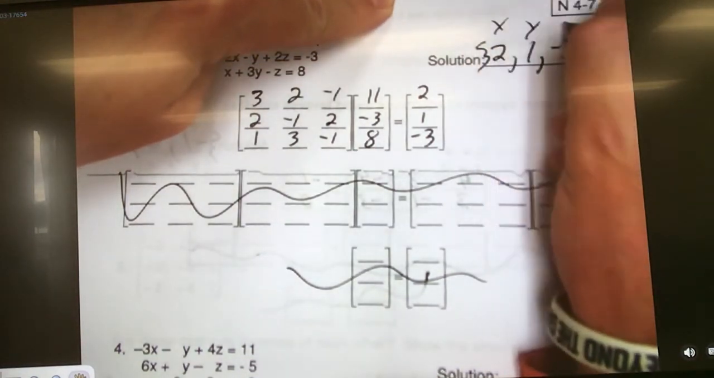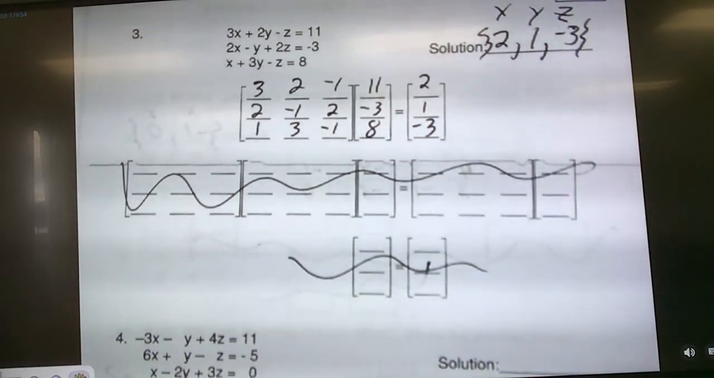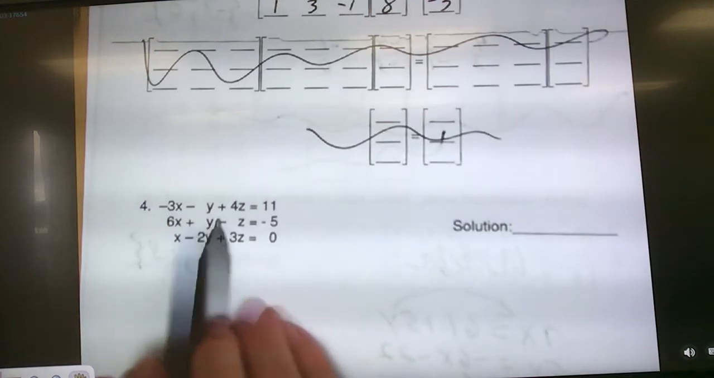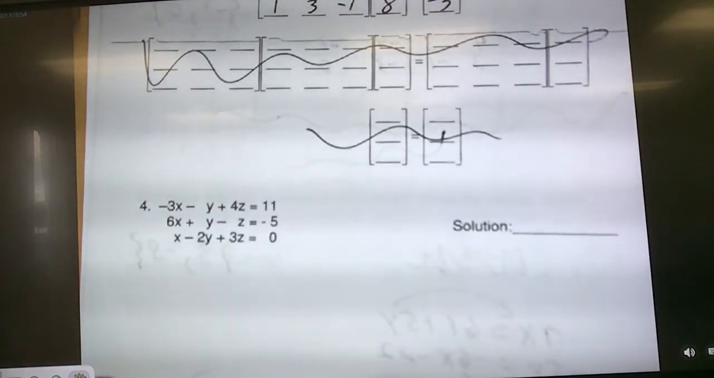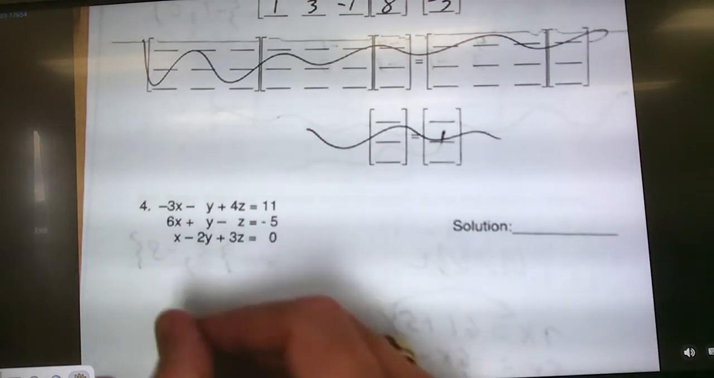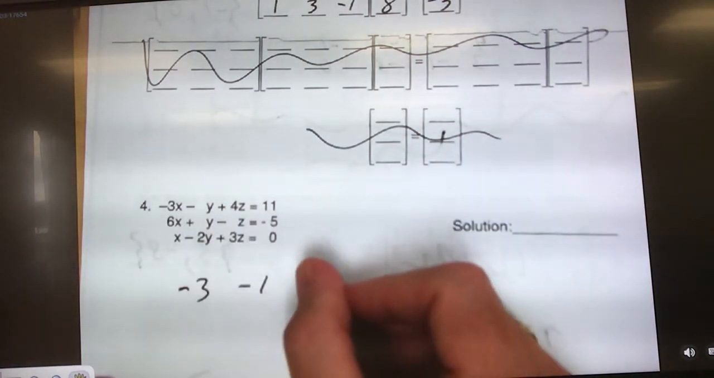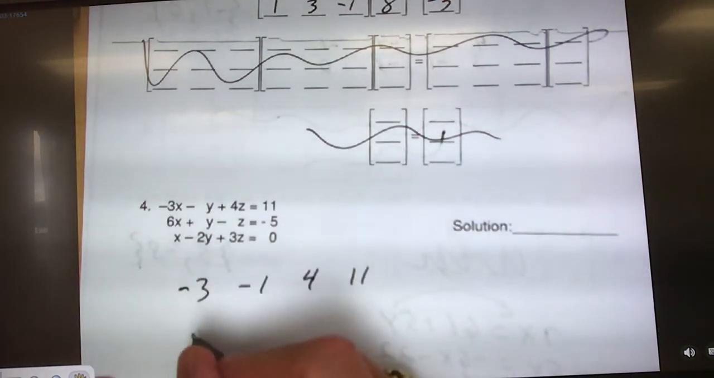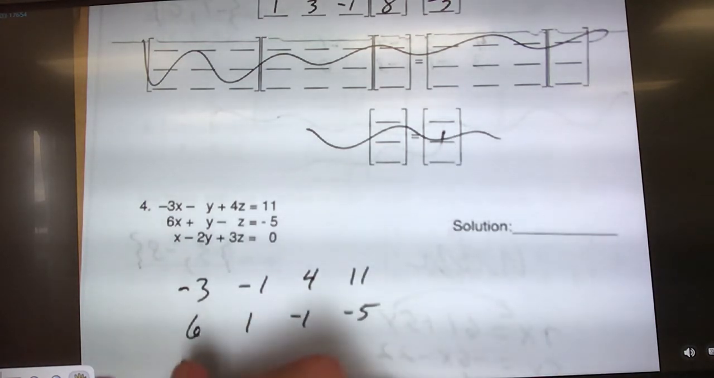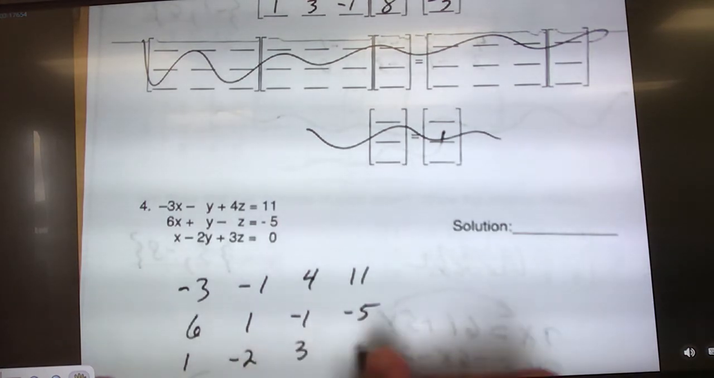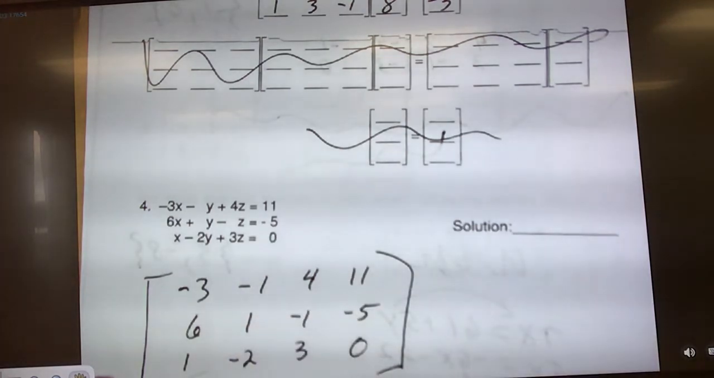X, y, z. Okay, same thing on number 4. And we look at the top one, x, y, z equals number, x, y, z equals number, x, y. So it's all in perfect order already for me. So I just fill in my matrix. -3, -1, top row. 4 and 11, middle row. 6, 1, -1, -5, bottom row. 1, -2, 3, 0. And I see that I have a 3 by 4 matrix again.